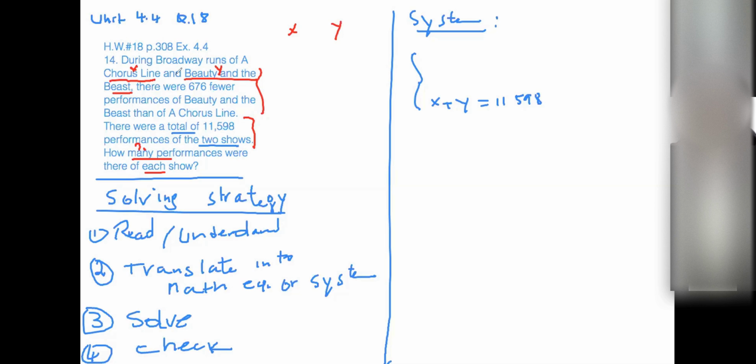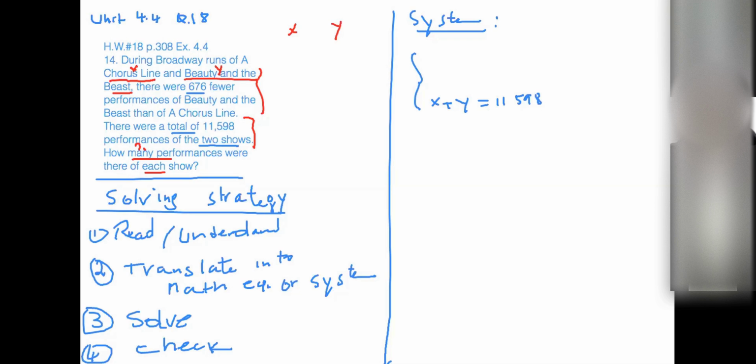I don't know, maybe different? Different. If you look over here, it says the first one, x, there were 676 fewer performances of Beauty and the Beast than the chorus line. Which one was performed more? So y was performed less than x, right? Yeah. So what does that mean? So y, how much less?